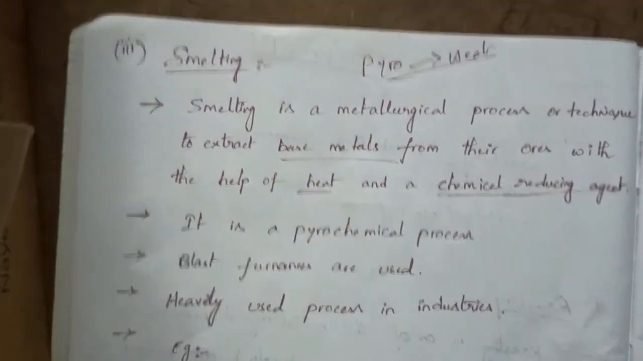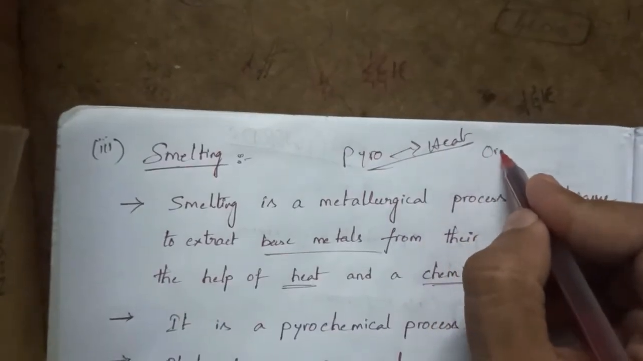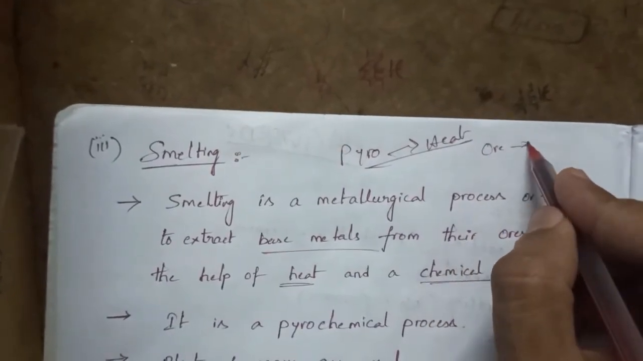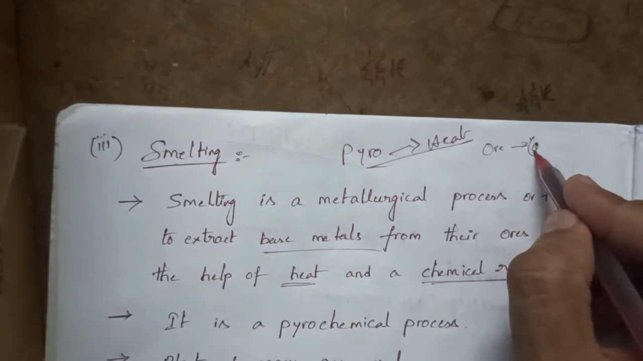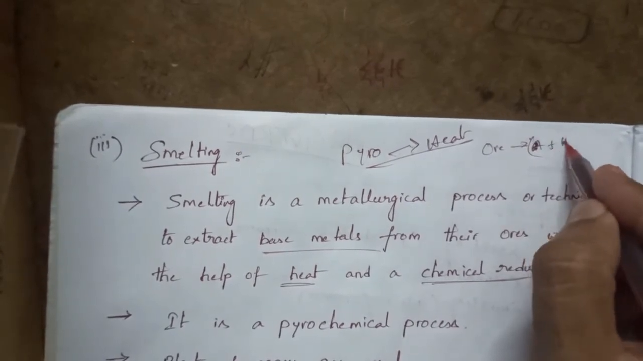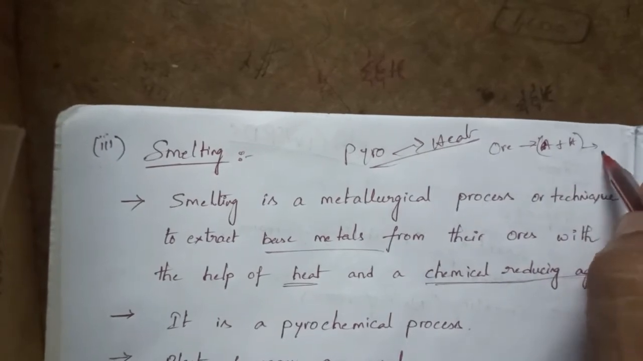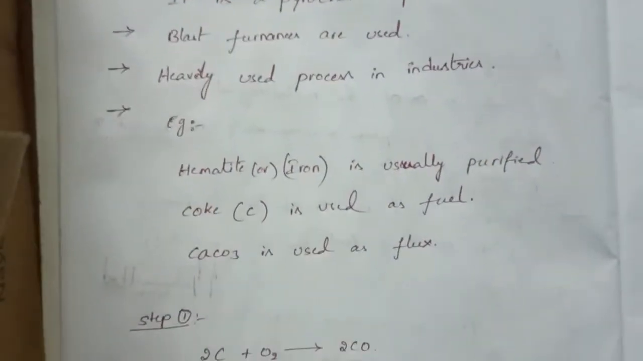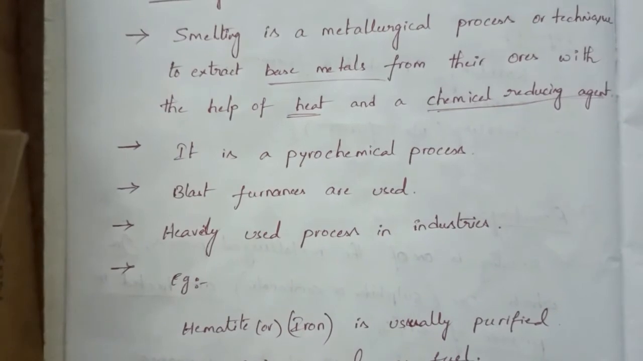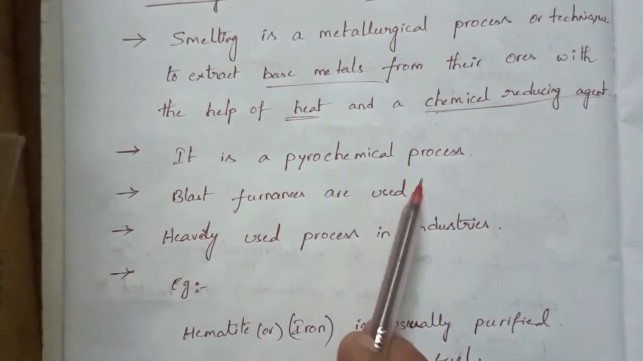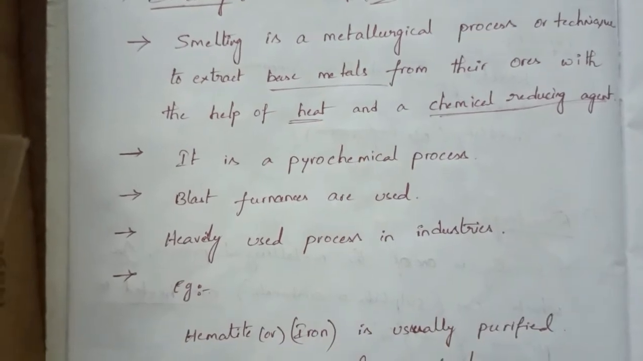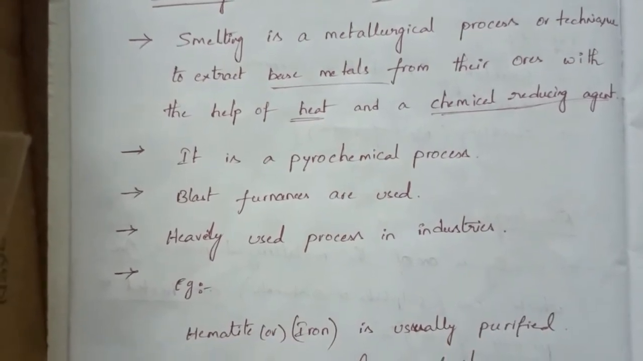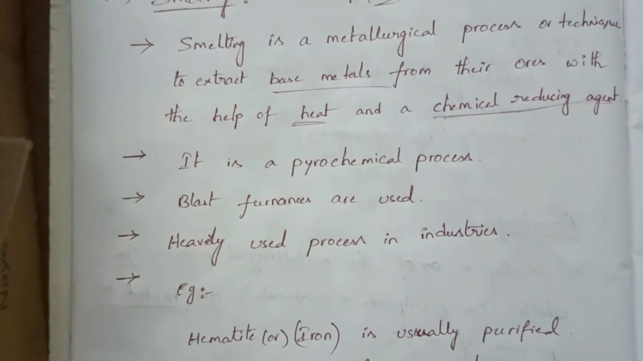Okay, so ore is mixed with a chemical agent, plus heat, to get what? Metal, right? So the point is that it is a pyrochemical process, in which the whole process of smelting is done in a blast furnace. I will explain about the blast furnace and reverberatory furnace in another separate video.